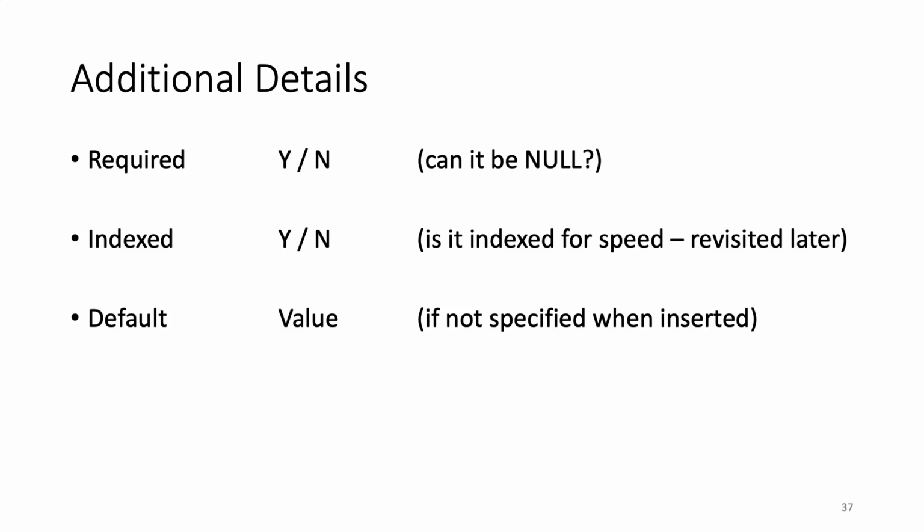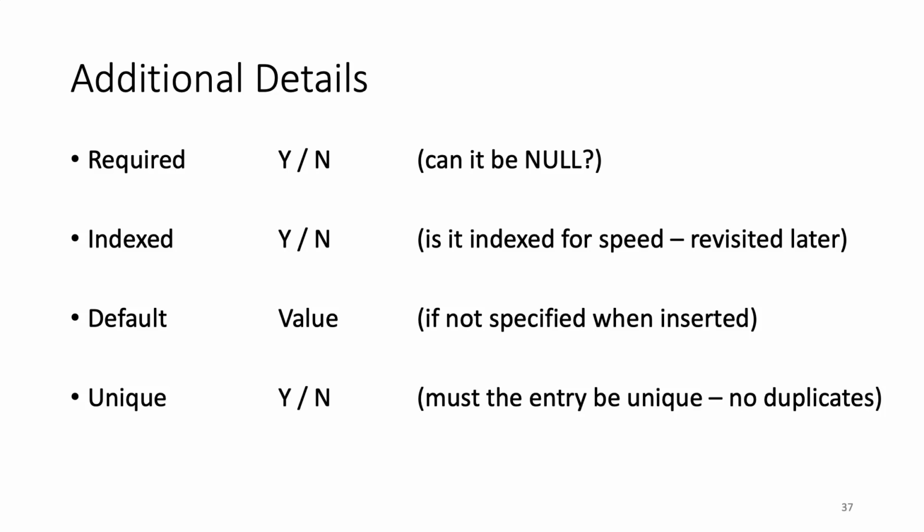Is there a default value? If I create a record and I don't provide a value for this, is there a default? You wouldn't think we'd have a default name, but we might have a default access level. We might have a default systems administration key or a default password. Must the entity be unique? Must that attribute in that list of entities be unique? Must there be no other duplicates within it?